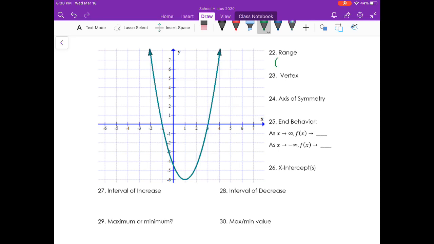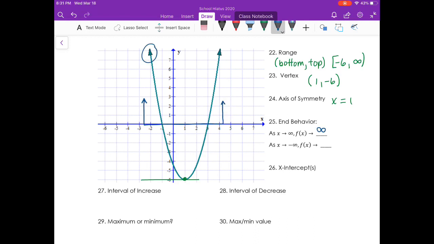This graph opens upward, so the range from bottom to top will be -6 to +infinity. The coordinates of the vertex are 1, -6, and the equation of the axis of symmetry is x equals 1. Because of symmetry, both ends of the graph will go in the same direction. As x goes towards +infinity on the right, the y values of the graph are going up, and the same on the left, so both ends approach +infinity.